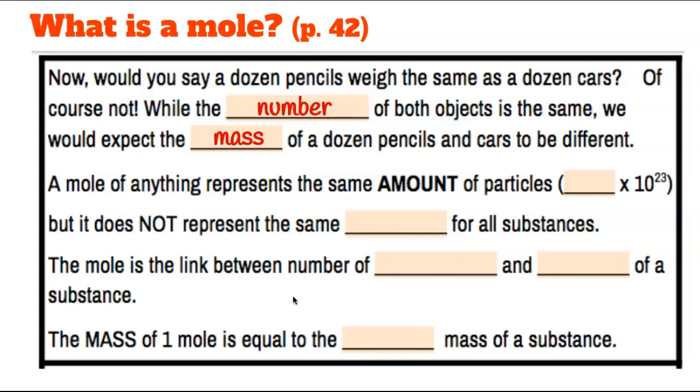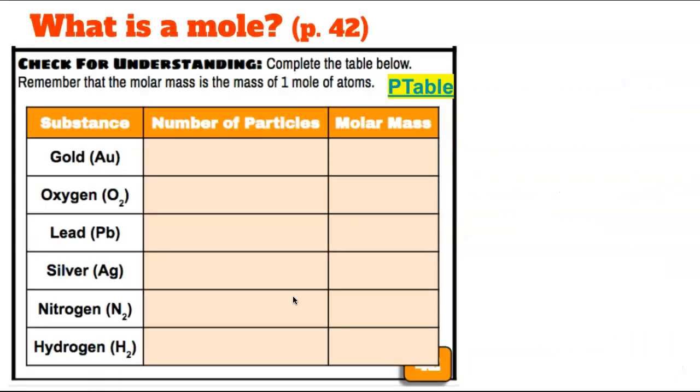A mole of anything represents the same number of particles, 6.02 times 10 to the 23rd, but it does not represent the same mass for all substances. So the mole is the link between the number of particles and the grams of a substance. The mass of 1 mole is equal to the molar mass of that substance.